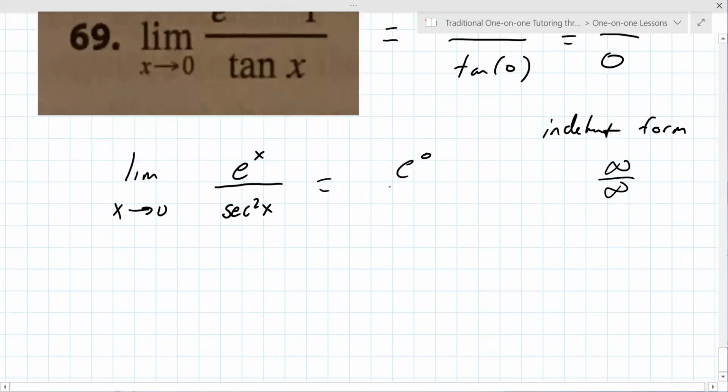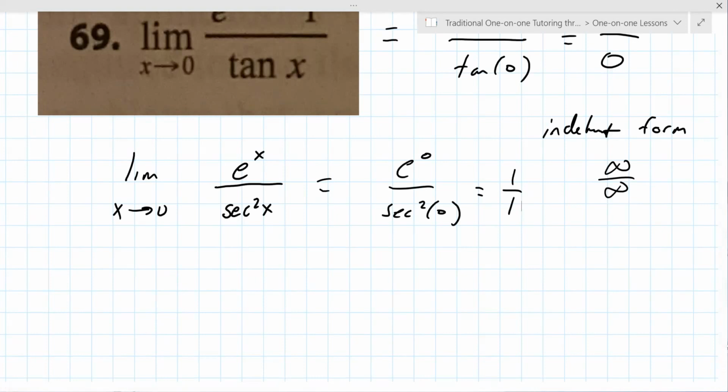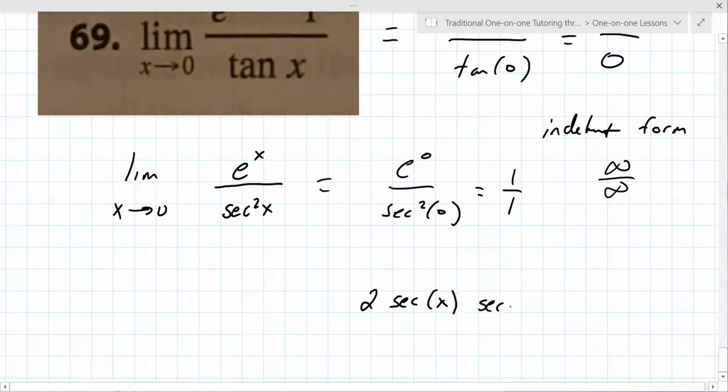So you get e to the 0 over secant squared of 0. This one actually works. You get 1 over 1. What's the derivative of secant squared? Is it just secant squared tangent squared? It's 2 times secant of x because that's the power rule. But then the derivative of secant is secant tangent.